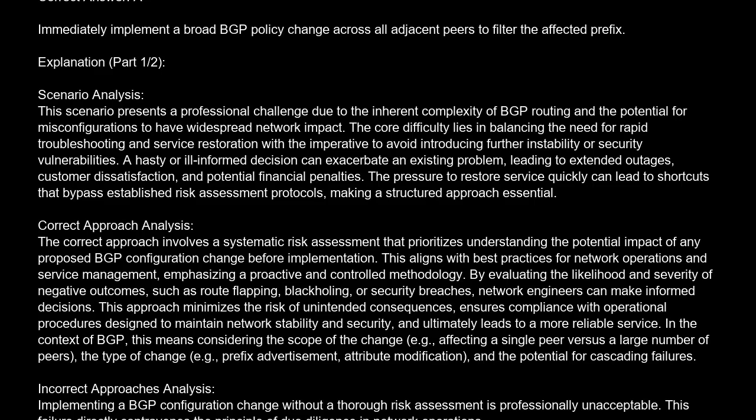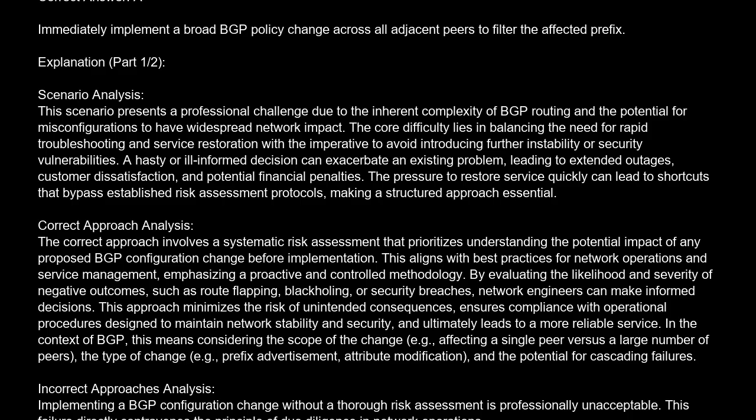The correct answer is A. Immediately implement a broad BGP policy change across all adjacent peers to filter the affected prefix. Explanation. Scenario analysis. This scenario presents a professional challenge due to the inherent complexity of BGP routing and the potential for misconfigurations to have widespread network impact.